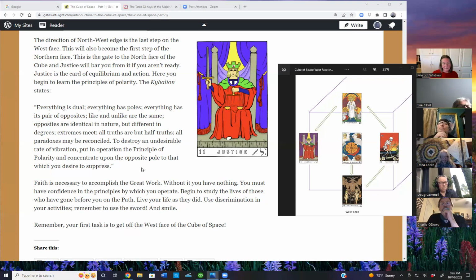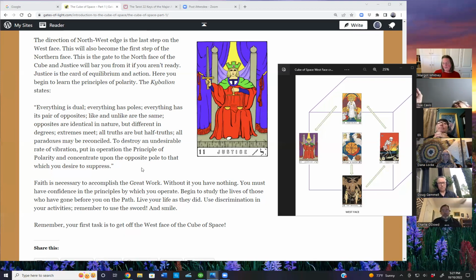To destroy an undesirable rate of vibration, that means everything is mind. We've talked about this. So something keeps going through your head continuously. Put in operation the principle of polarity and concentrate upon the opposite pole to that which you desire to suppress. Redirect your attention. And you might want to pick up this book, The Kabbalion. It's really a great little book. It's pretty short, small, good for carrying around and reading from time to time.